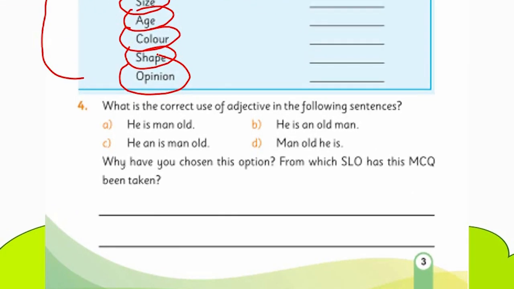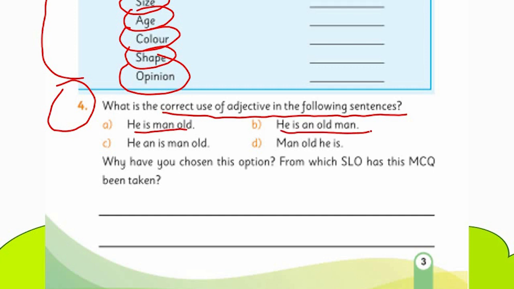The fourth one is, you have to use the adjective correctly in the following sentences. He is a man old. He is an old man. He and is man old, and man old he is.